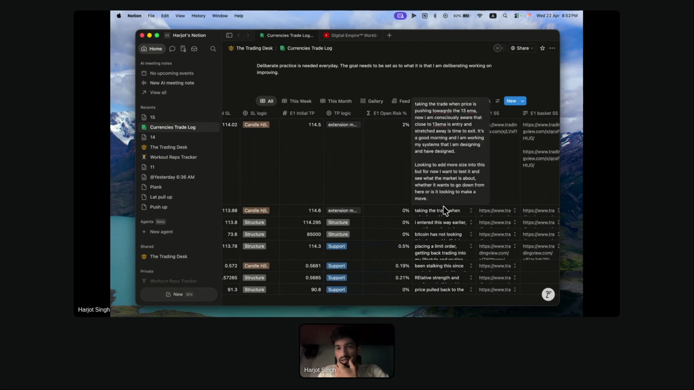Taking the trade when price is pushed towards the 13 EMA. Now I'm consciously aware that close to the 13 EMA is entry, and stretched away is time to exit. That is the one rule I did not follow. I was in profit, price stretched away, and I did not take my profit. That's my mistake, and I paid dearly for it today.